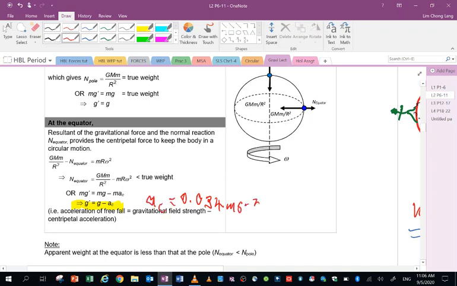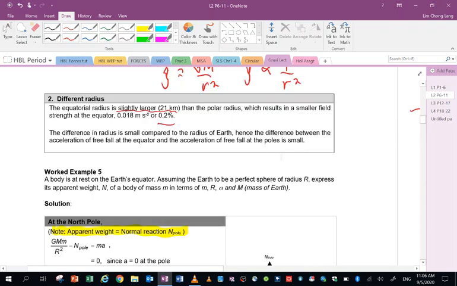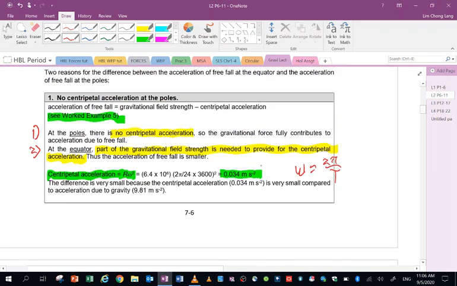As you can see from this formula, g is smaller than the true g by 0.034. Where do I get this number? This number is obtained earlier on here. I got this number from there.